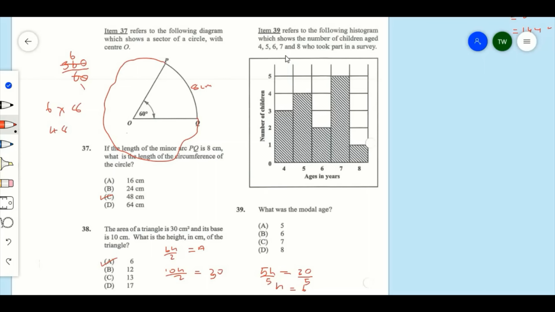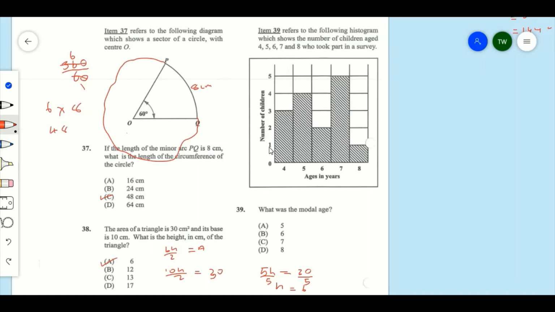Item 39 refers to the following histogram, which shows the number of children aged 4, 5, 6, 7, and 8 who took part in a survey. And here we have the histogram. On the vertical axis, we have the number of children, and on the horizontal axis, we have the age of the student. So let's try to interpret what this is saying.